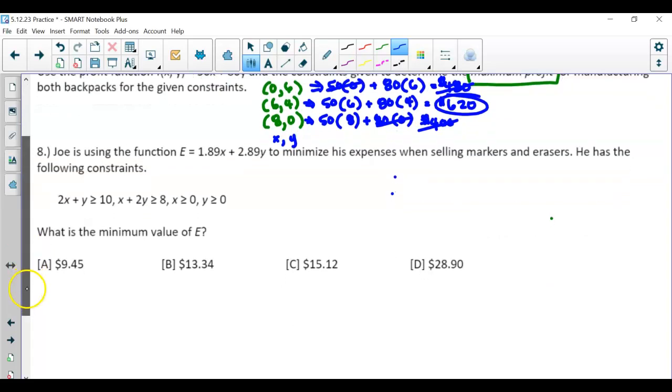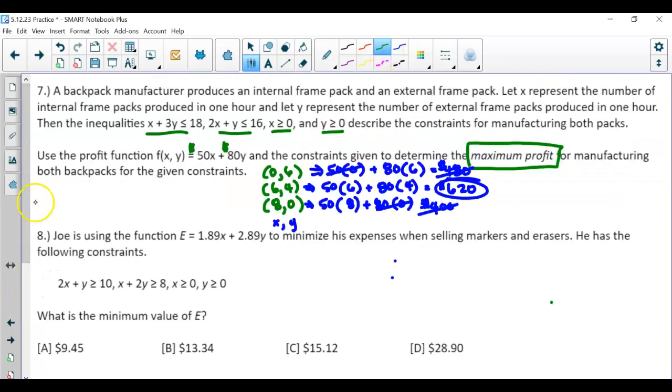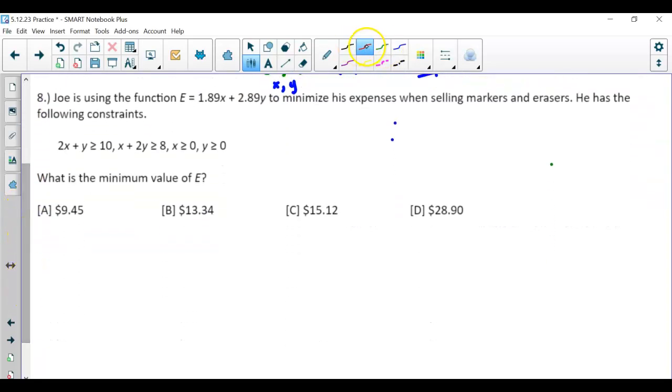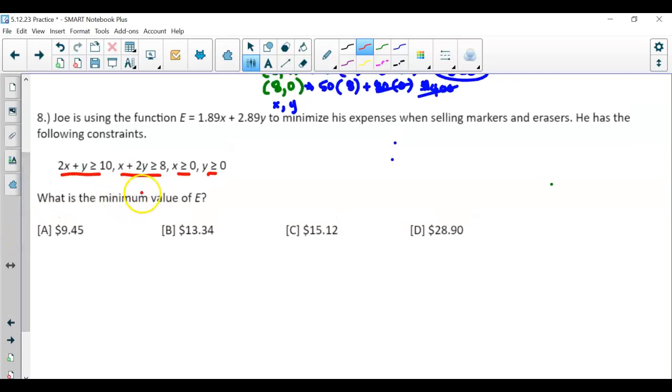So in number 8, same thing. You are given the constraints to graph. Now keep in mind, everything's a greater than, so this one's going to be a little different. And it's asking for the minimum value. Now again, this is the function that we are going to use in terms of the expenses. So $1.89 times X and $2.89 times Y.